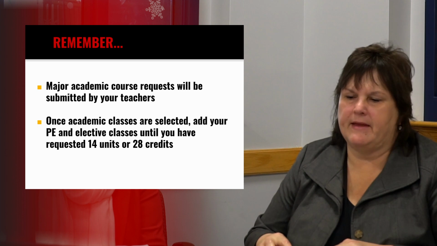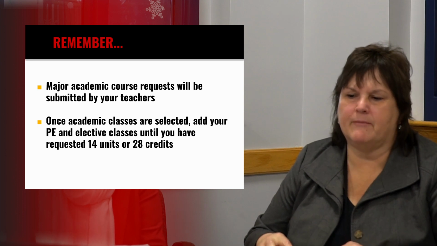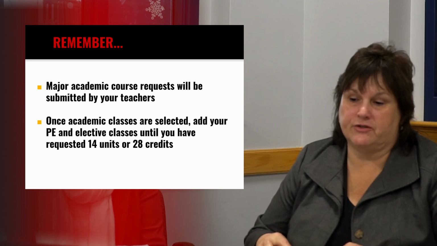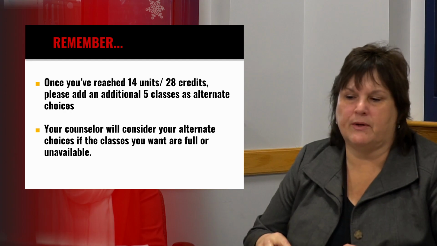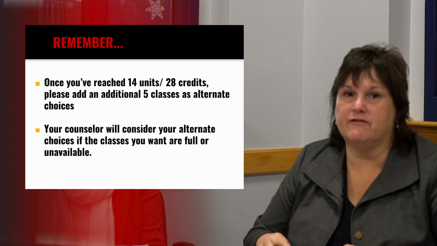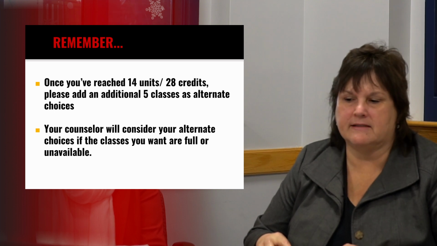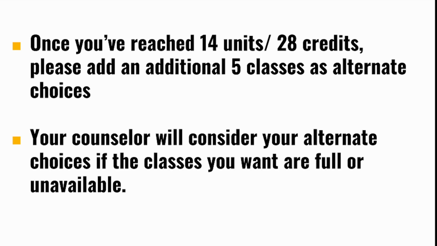Okay, so just remember, as we're going through this process, that major academic course requests will be submitted by your teachers. Once your academic classes are selected, we need you to add your PE and elective classes until you have requested 14 units or 28 credits. Once you've reached the 14 units or 28 credits, please add an additional 5 classes as alternate choices. Your counselor will consider your alternate choices if the classes you want are full or they're unavailable.